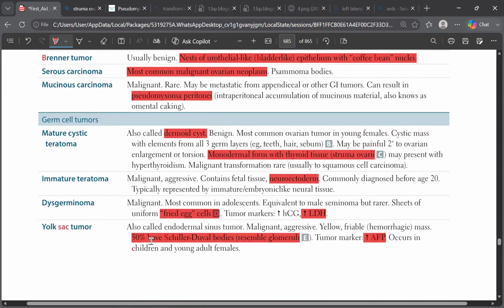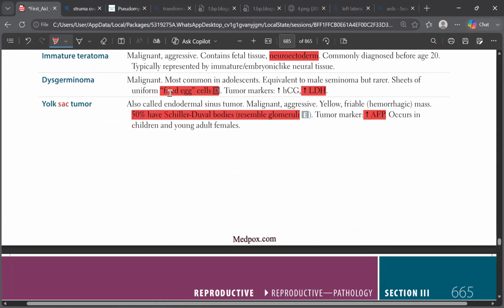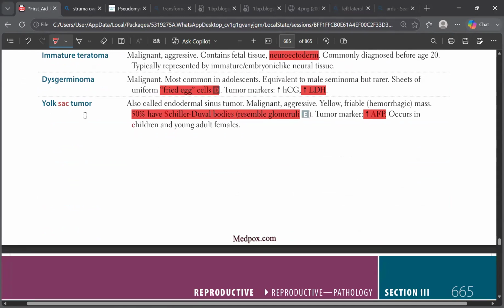Germ cell tumors are mostly malignant, except mature cystic teratoma, which is also known as dermoid cyst, which is benign, and the monodermal form is known as struma ovarii. Dysgerminoma is characterized by LDH increase and fried egg cells, and yolk sac tumors are characterized by Schiller-Duval bodies, increased AFP, and children and young adult female presentation.